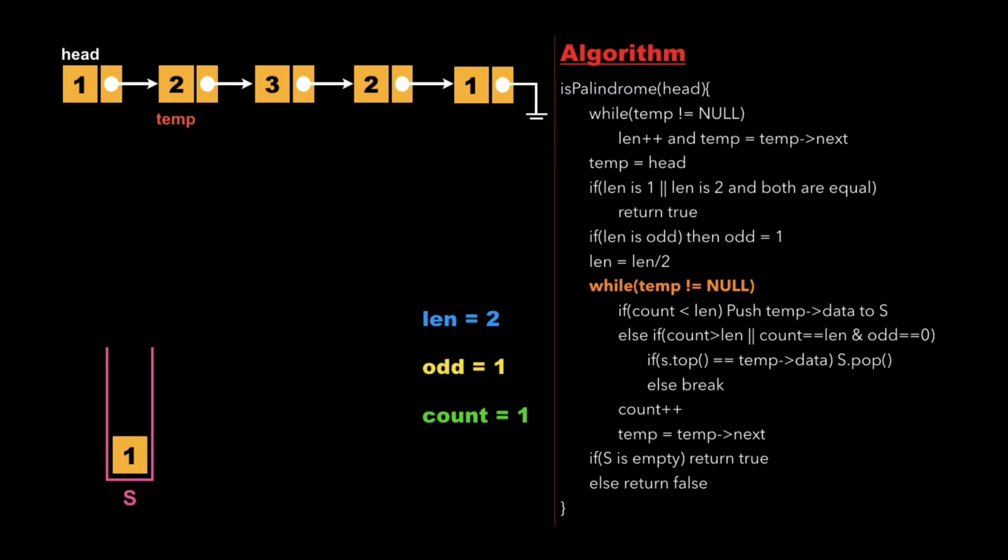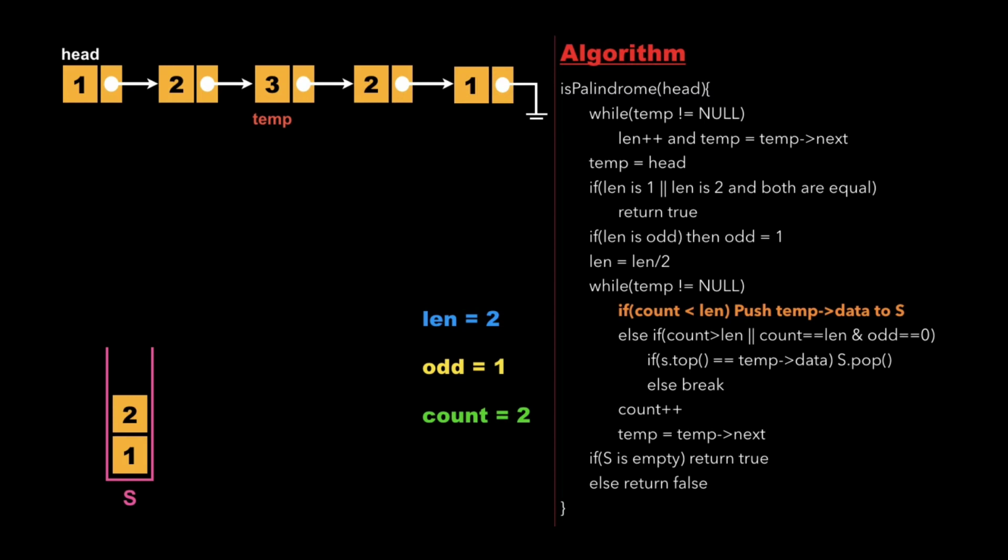Again we check whether temp is not equal to null, which is true. So again we check the condition whether count is less than length, which is true. So we push temp of data to S, that is we push 2 to the stack, and increment count as well as update temp. Again we check for the same condition.